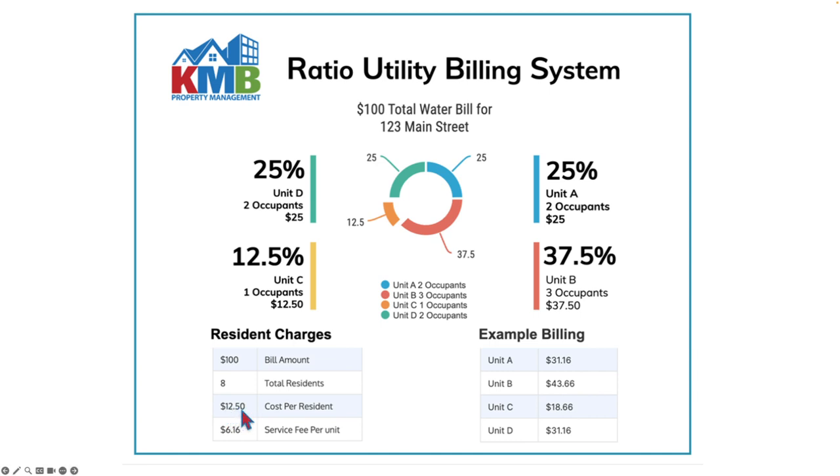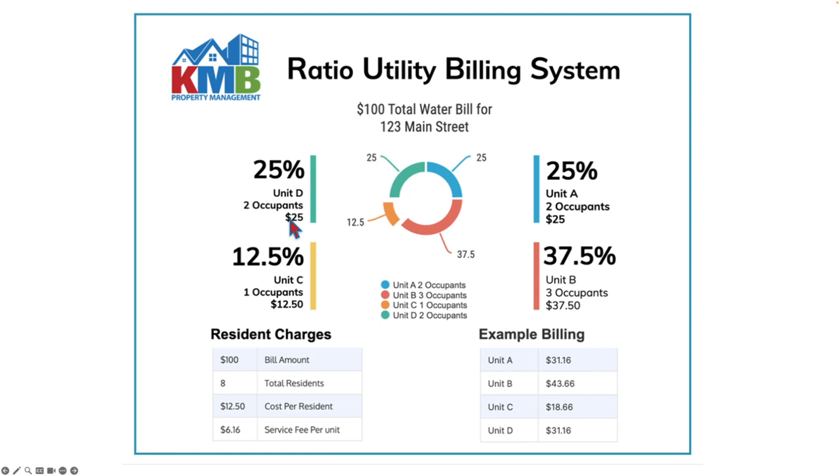So looking at Unit A, we've got 2 occupants. So it's going to be $12.50 times 2, which equals the $25 charge. Unit B has 3 occupants, so it's $12.50 times the 3 occupants for $37.50. Unit C has 1 occupant, so it's $12.50 times 1 equals $12.50. And Unit D, just like Unit A, has 2 occupants, so it's 2 times $12.50 equals $25.